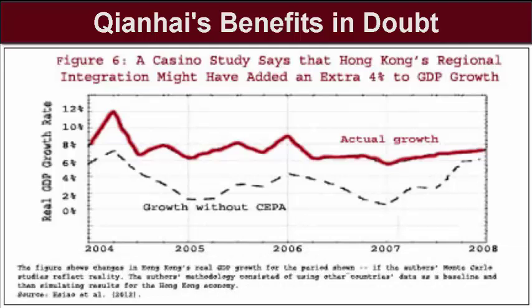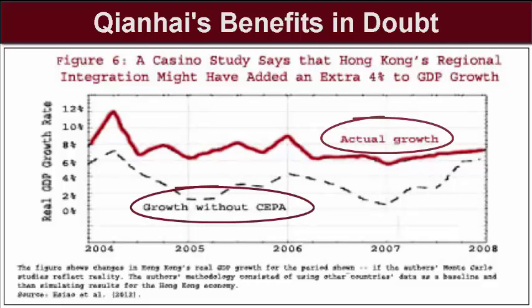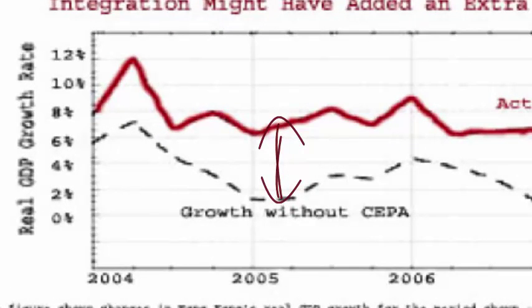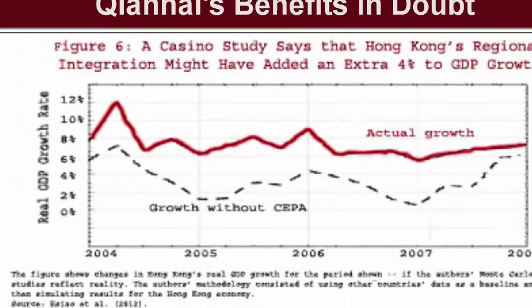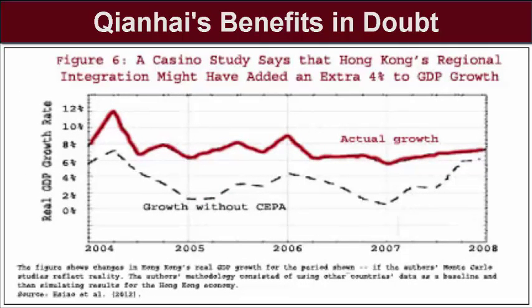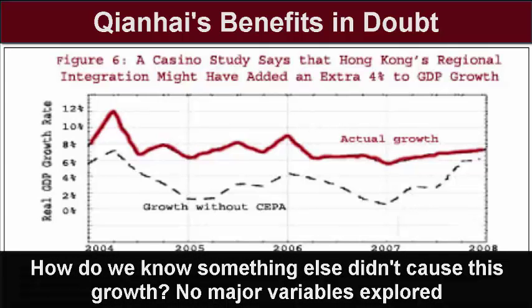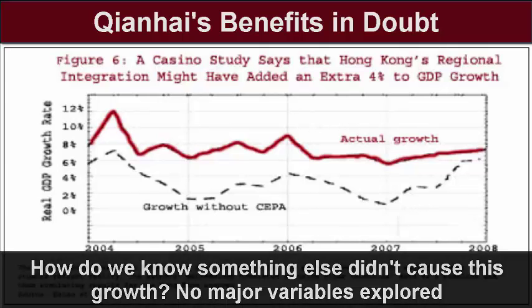These authors show the actual growth rate experienced in the region compared with growth that would have occurred without this partnership. And supposedly, according to their Monte Carlo simulation, the CEPA increased growth from 4 to 6% over the time period. Yet, studies like this suffer because they do not consider extraneous factors when trying to look at the real effects that closer integration in the region has caused.